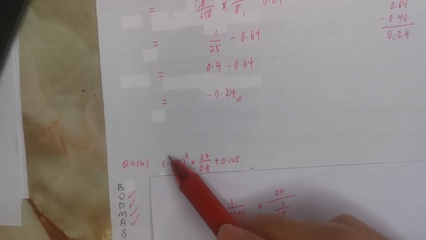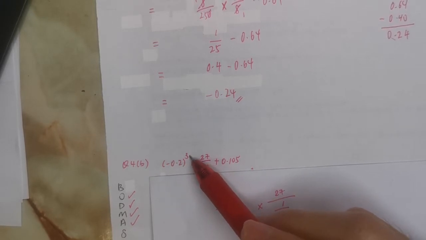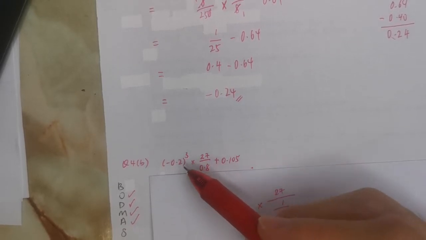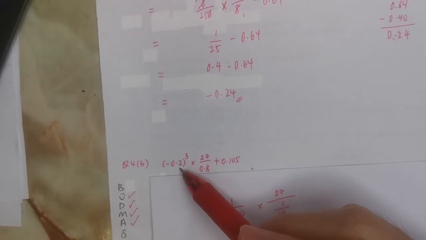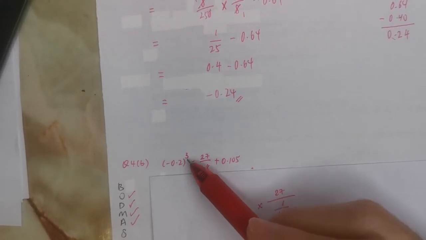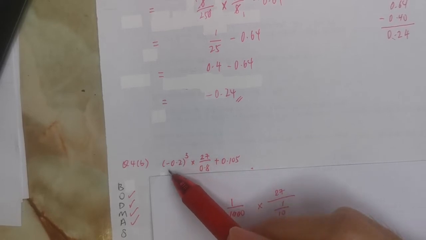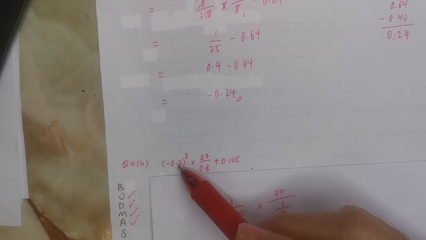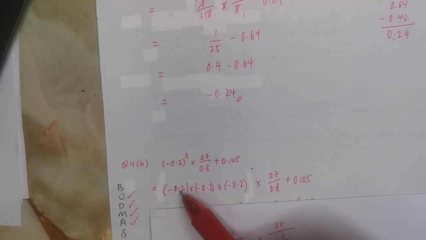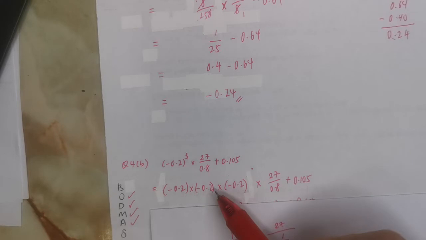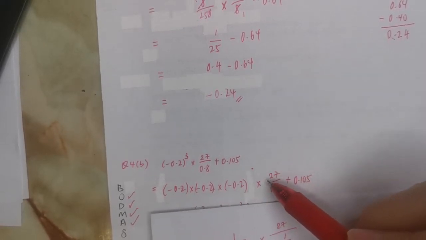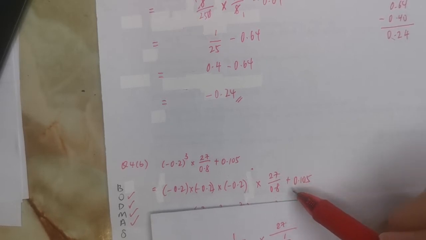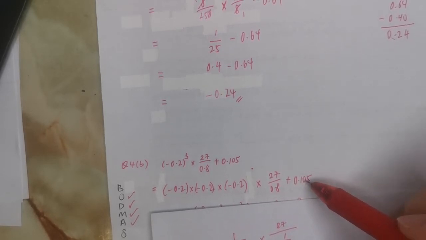So what does to the power of 3 mean? It means there are 3 sets of something. In this case, the 3 sets of something will be the negative 0.2 inside the bracket. So this to the power of 3 applies to everything inside the bracket. When we rewrite it, it will be negative 0.2 times negative 0.2 times negative 0.2. Then the rest we just copy down: times 27 over 0.8 plus 0.105.